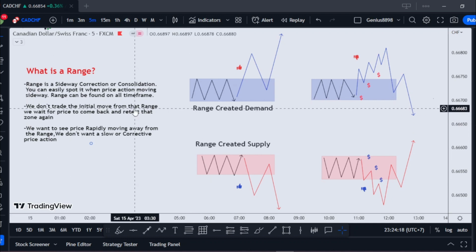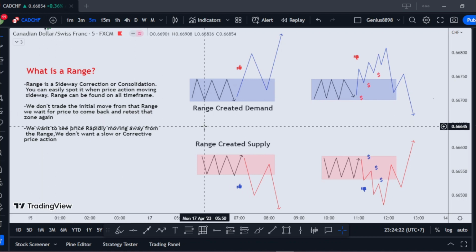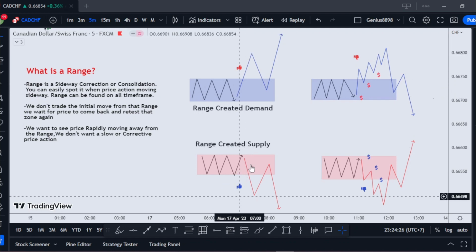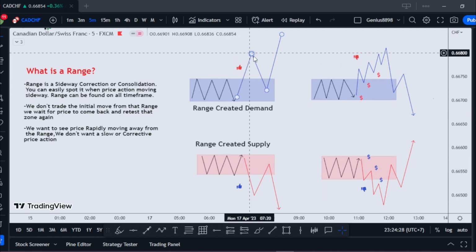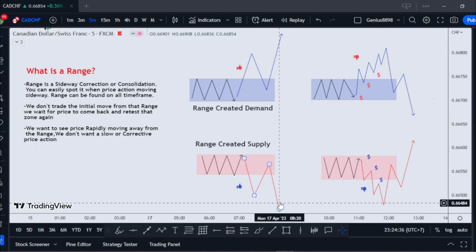We don't trade the initial move from that range. We wait for price to come back and retest that zone, that range, again. We don't really trade that initial move to the upside or to the downside. We wait for it to come back to that range that was created earlier, and then we look for a way to trade that move to the upside or to the downside.